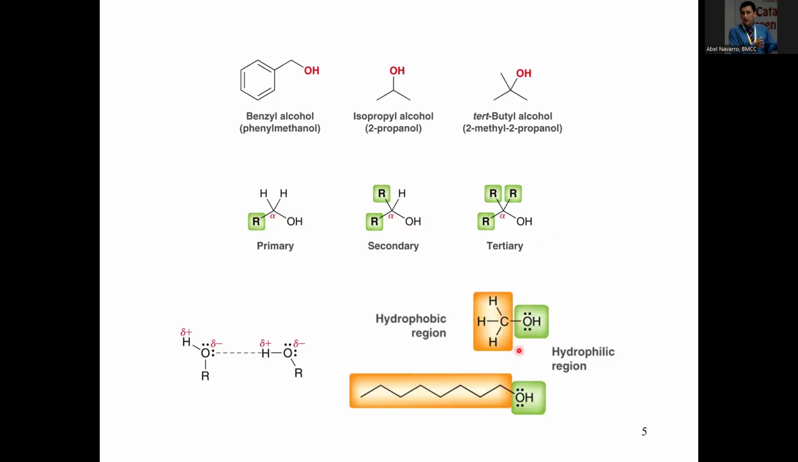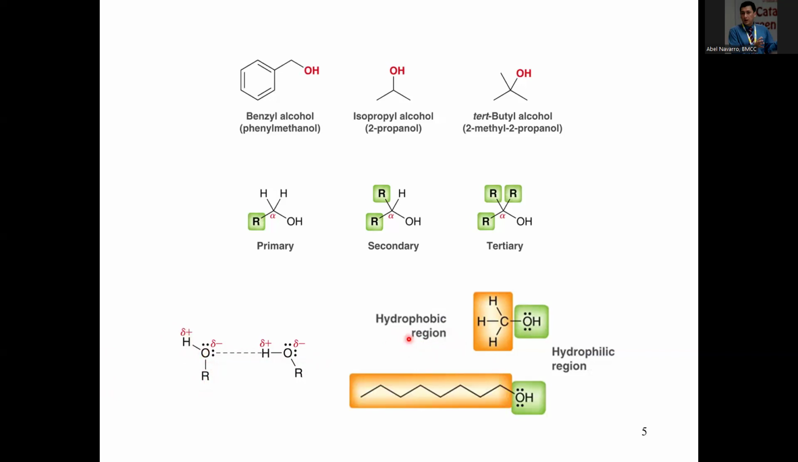We already mentioned that alcohols can be amphipathic molecules, because they have a hydrophilic region, which is the green box, and a hydrophobic region, which is the orange box. They are very good at forming hydrogen bonds. The OH, with its delta minus and delta plus, is highly soluble in water. They interact with other polar molecules because of the dipole moment present in the OH group. The hydroxyl really is the key part.